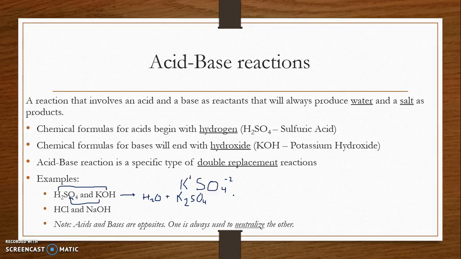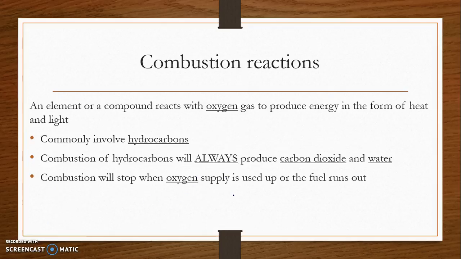Okay, and then try the HCl and the NaOH. It'll take me forever to do it, and it just wouldn't do us justice. But on the other side, you should have HCl plus NaOH, arrow, yields H2O plus NaCl. All right, note, acids and bases are opposites, so one will always be used to neutralize or cancel out the pH on the other.